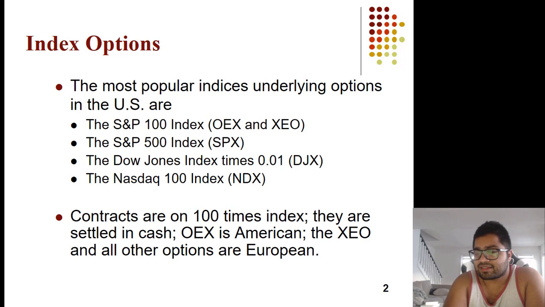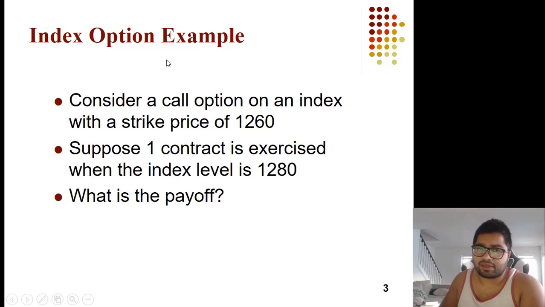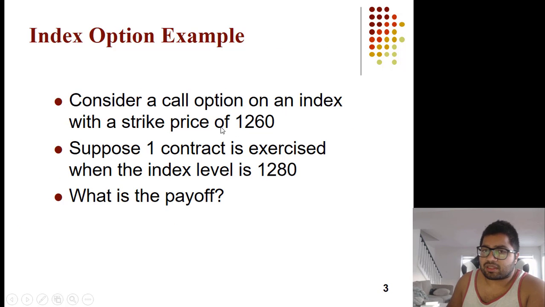Contracts are generally 100 times the index. They are settled in cash. OEX is American and XEO is European. Index option example: consider a call option on an index with a strike price of 1260. Suppose one contract is exercised when the index level is 1280. What is the payoff? It's a call option, so the payoff is index price 1280 minus exercise price, times 100, because 100 is the multiple. So the answer is (1280 minus 1260) times 100. If it was a put, it would be the other way around.